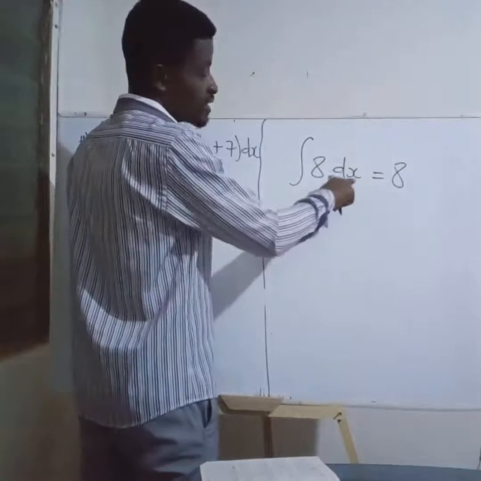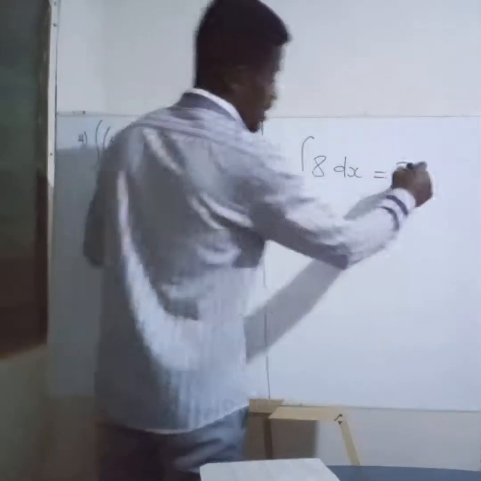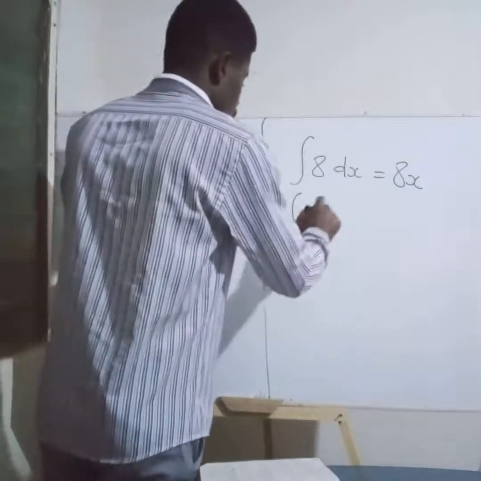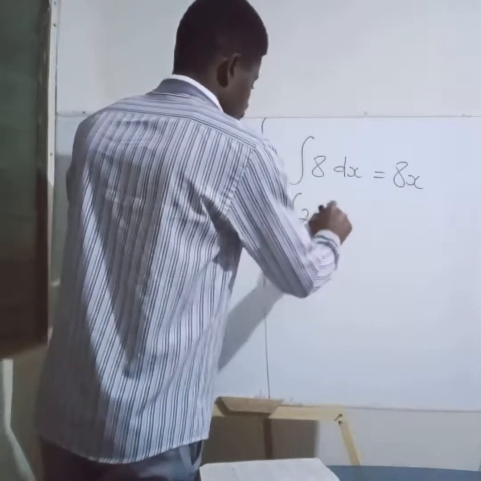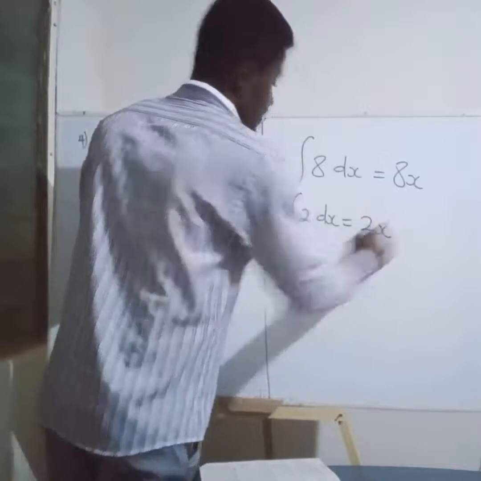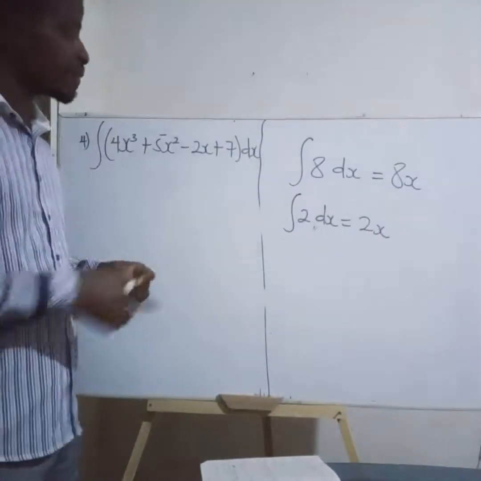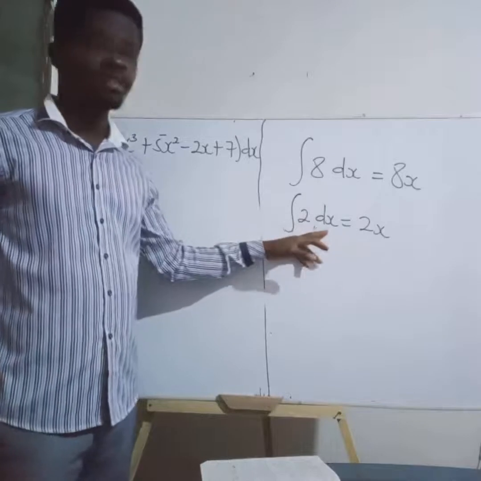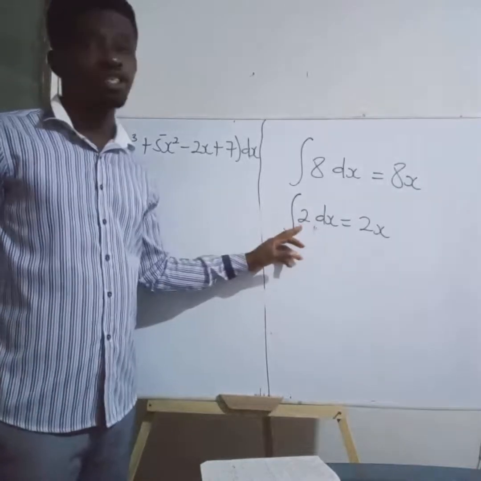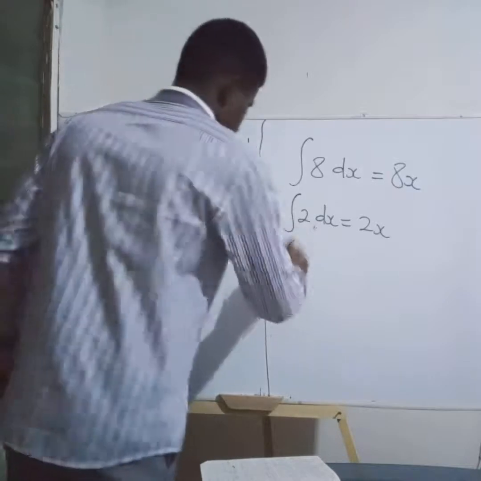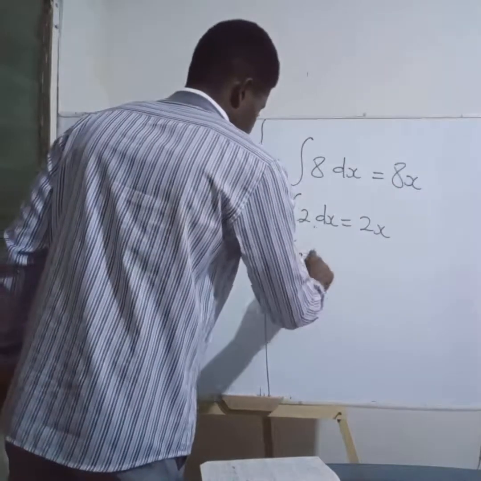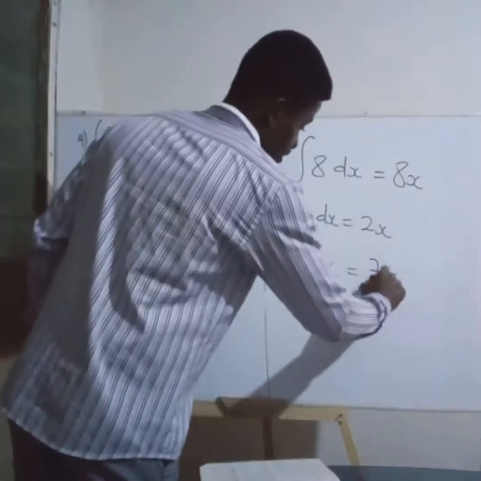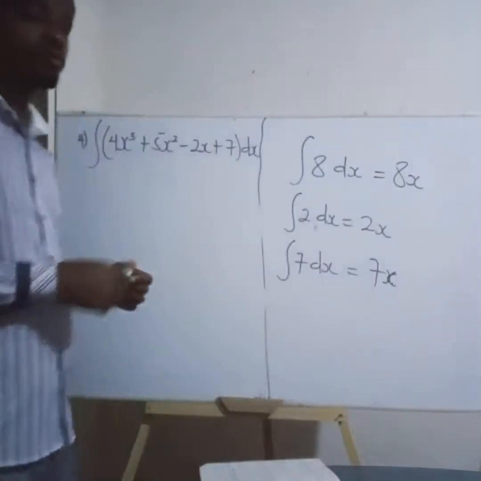Then I'm integrating with respect to x. So I will have 8x. So in short, when we integrate, let's say 2 dx, you will get 2x. So anytime you are integrating a constant, just add the variable you are integrating with respect to that number. So the integral of, let's say, 7 dx will give me 7x. Let's take note of that.